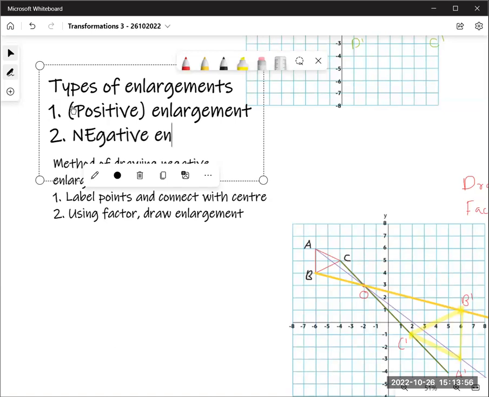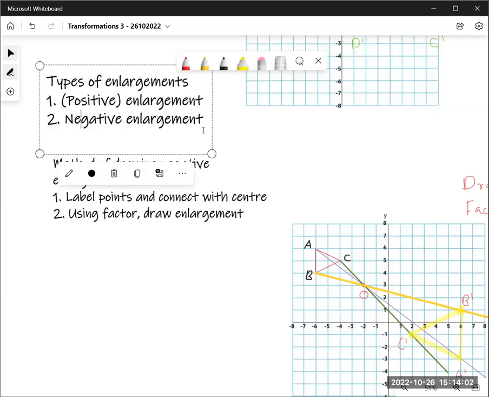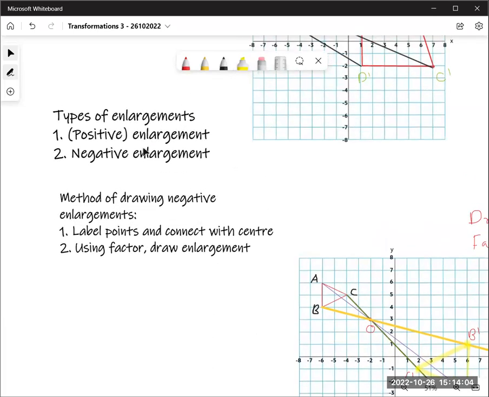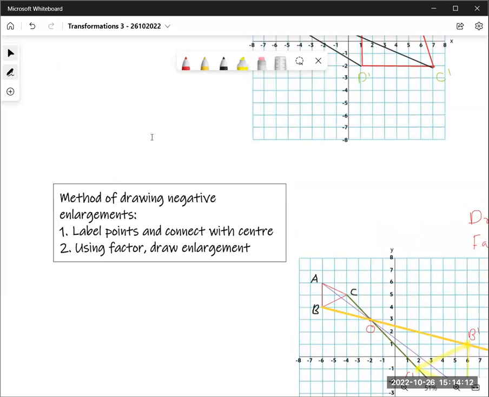What is the difference? Do we get questions on negative enlargement? Yes, always. It's compulsory. It's in your syllabus. There are many questions in the past paper on this. Do we get it on positive as well? Both of them. So how are we supposed to do it in this case? I'll tell you how we do it.